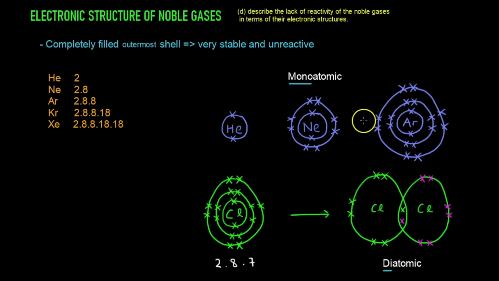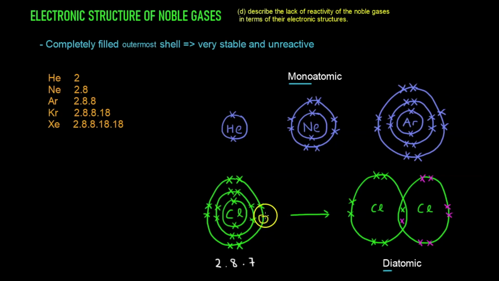Let's compare them to, for example, a chlorine atom. Chlorine has an electronic configuration of 2,8,7, which means 2 electrons in the innermost shell, 8 electrons in the second shell, and 7 electrons in the third shell. And you can see that there's a hole here. It's 1 electron away from argon. This 1 electron is missing in the chlorine atom. So chlorine is very reactive because it wants to fill this hole very quickly and very desperately.